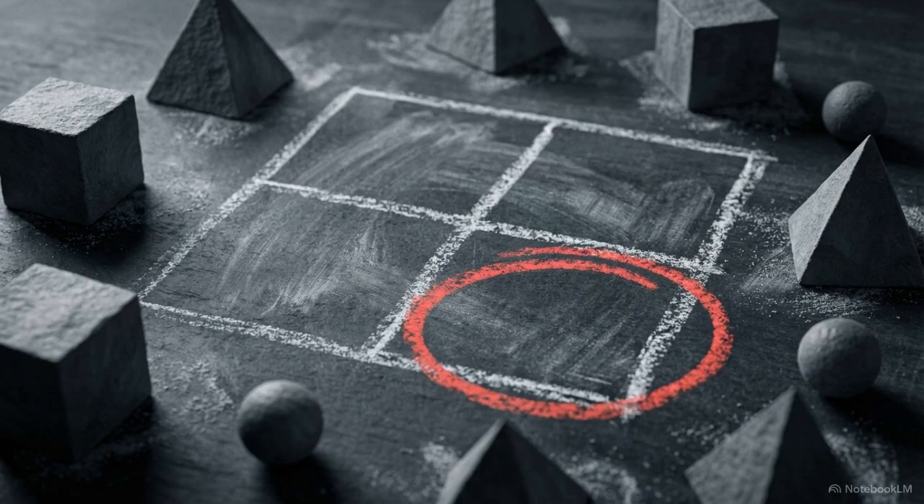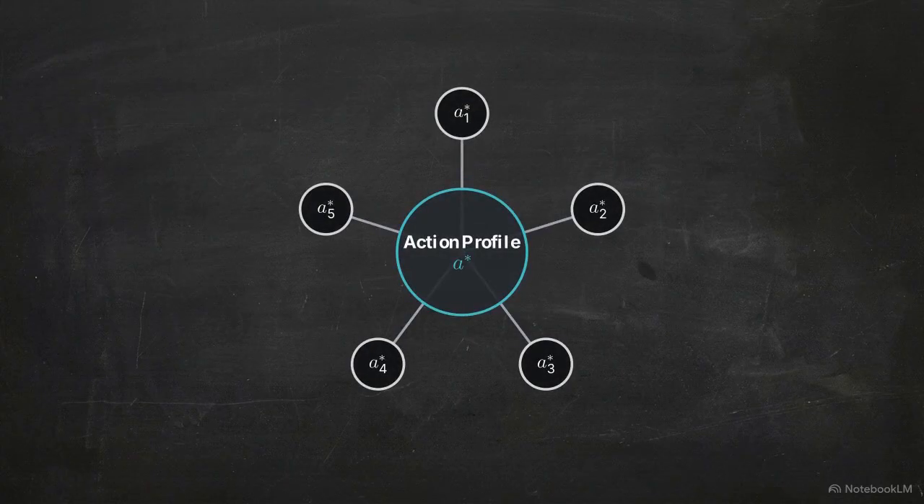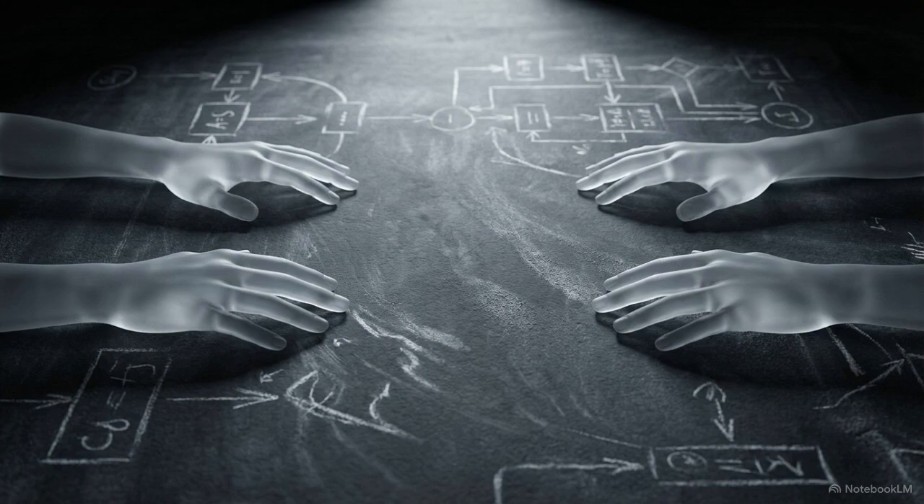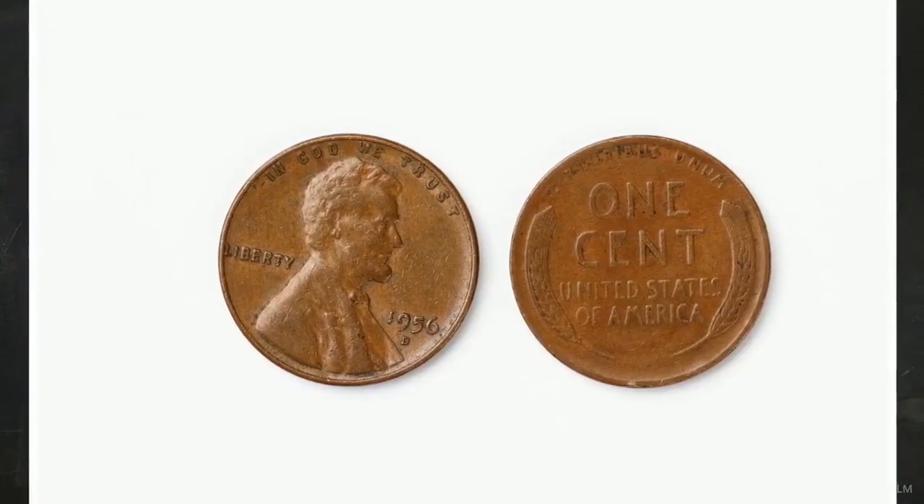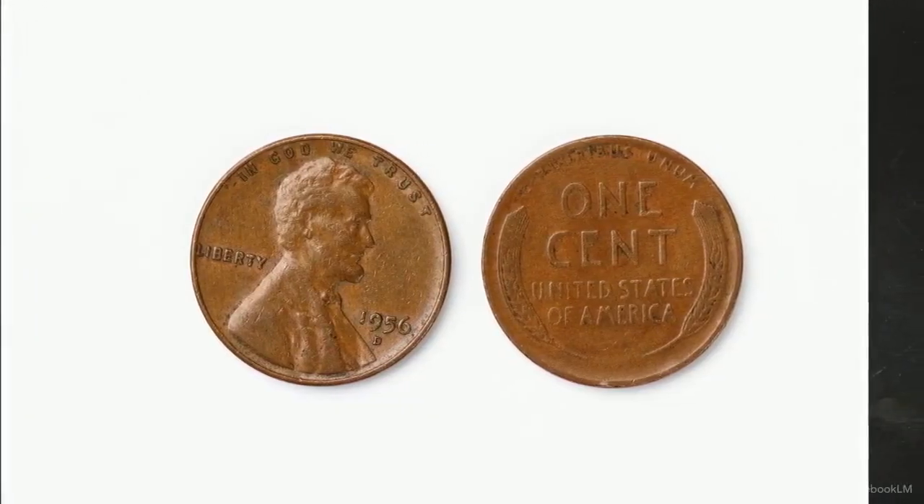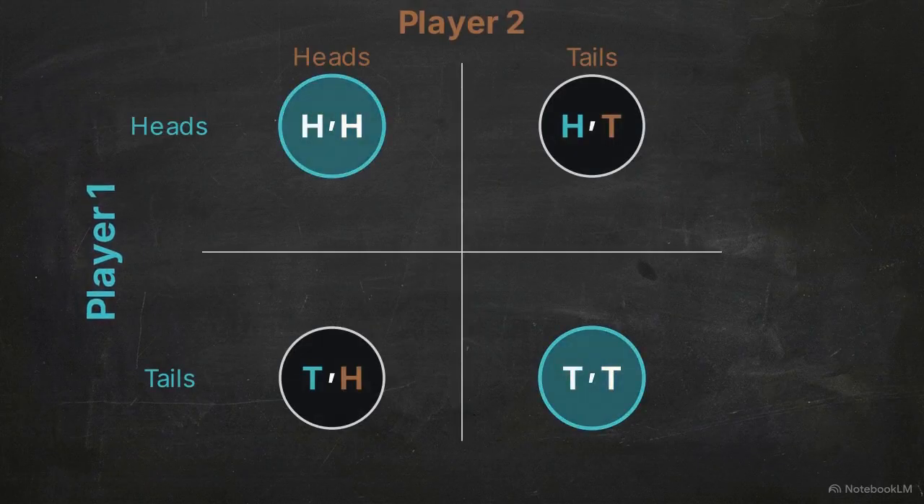A Nash equilibrium is a specific profile of actions where no individual player can increase their payoff by deviating, assuming all other players keep their actions the same. Consider a strictly competitive environment, like the classic game matching pennies. Two players face a strict binary choice: reveal a penny as heads or reveal it as tails. The rules are rigid. Player 1 wins the stakes if both coins show the same side. Player 2 wins if the coins show opposite sides.